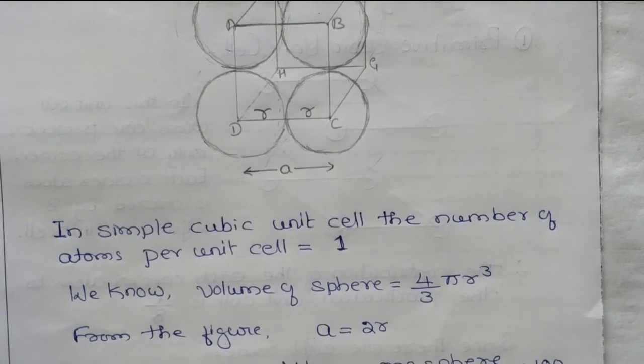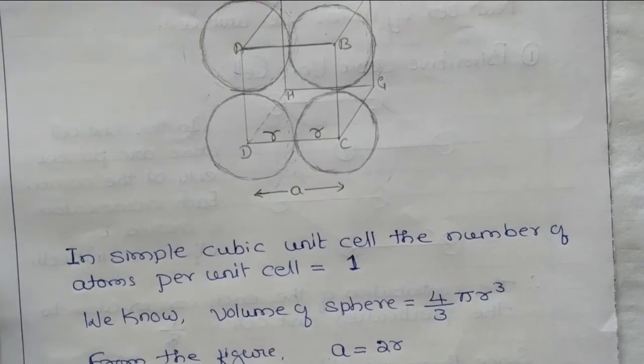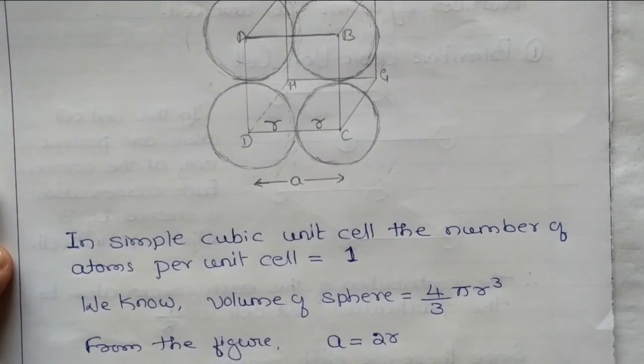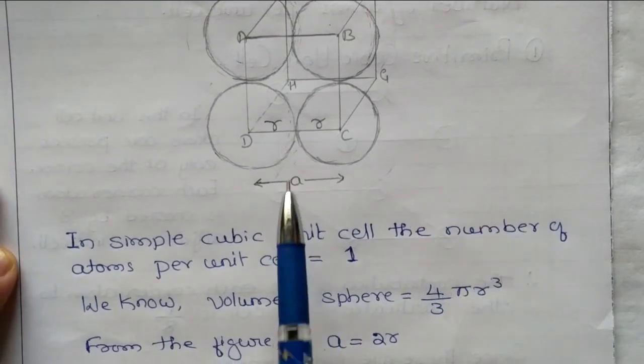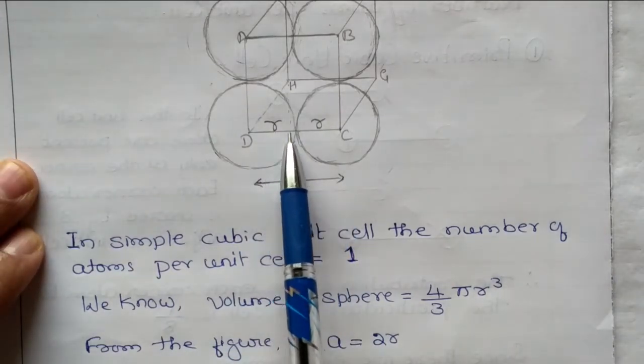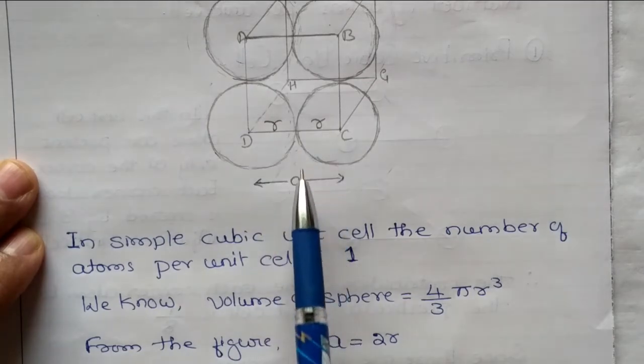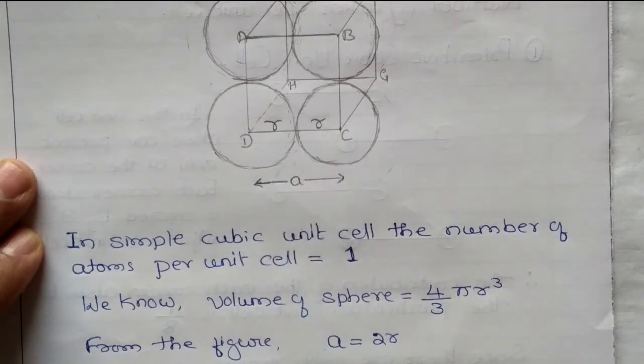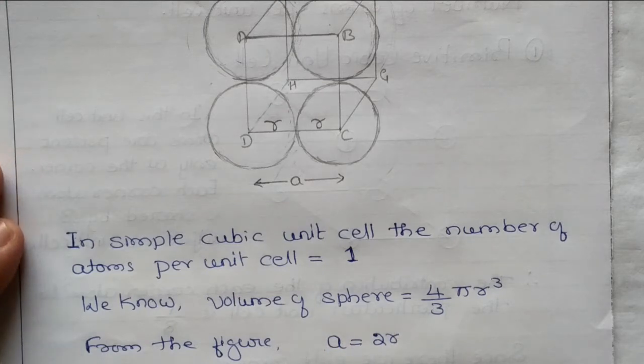From the figure, what we can say? A equal to 2r. From this figure, this edge length is nothing but 2r. This is r radius, this is r radius. So A equal to 2r. In the exam, this relation is important, and also writing the formula and getting the answer.